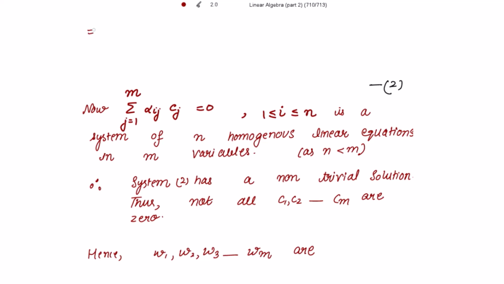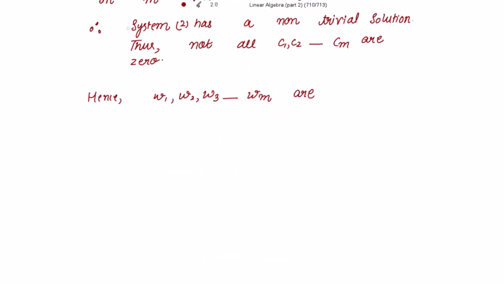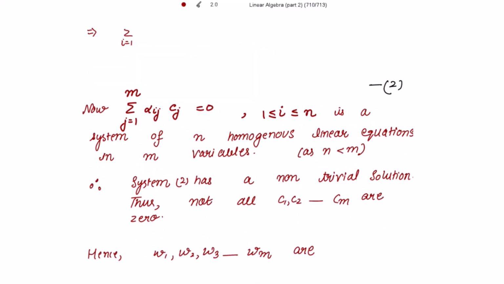So this implies summation i going from 1 to n, and summation j going from 1 to m, alpha ij, Cj, collecting this, and at the last I'm having Vi, this is equal to 0. So this implies, now this is the set of linearly homogeneous equations.